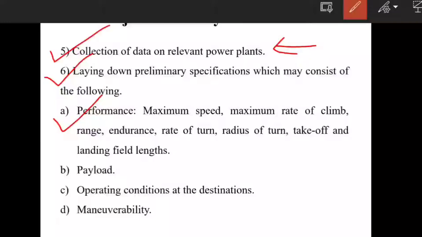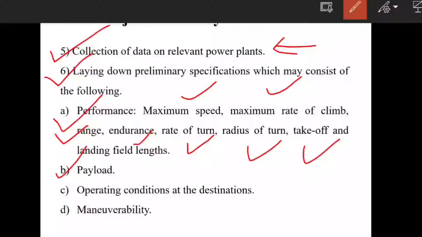In the performance, the first one is maximum speed. What is the maximum speed of the aircraft? What is the maximum rate of climb? What is the range? What is the endurance? What is the rate of turn? What is the turn radius? Then takeoff performance, landing performance, and field length. That is the performance data required in this initial specification, so that needs to be set.